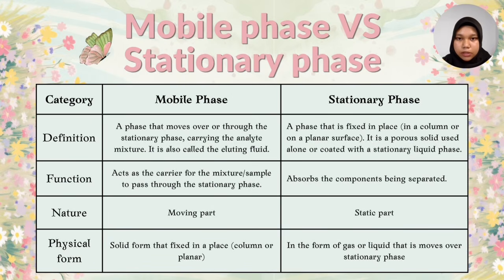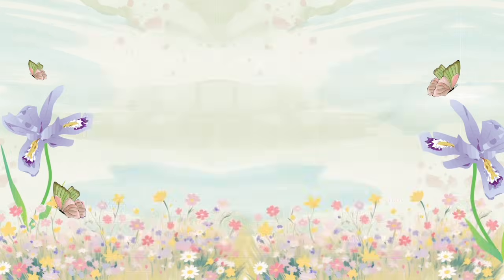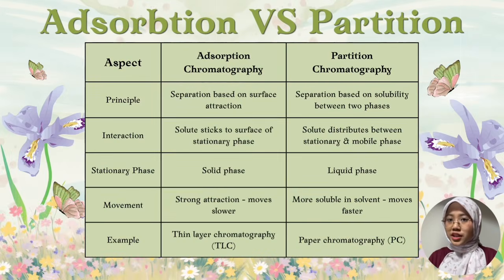Because different pigments interact differently with the paper, they move at different speeds, producing separate colored bands. This difference allows separation.